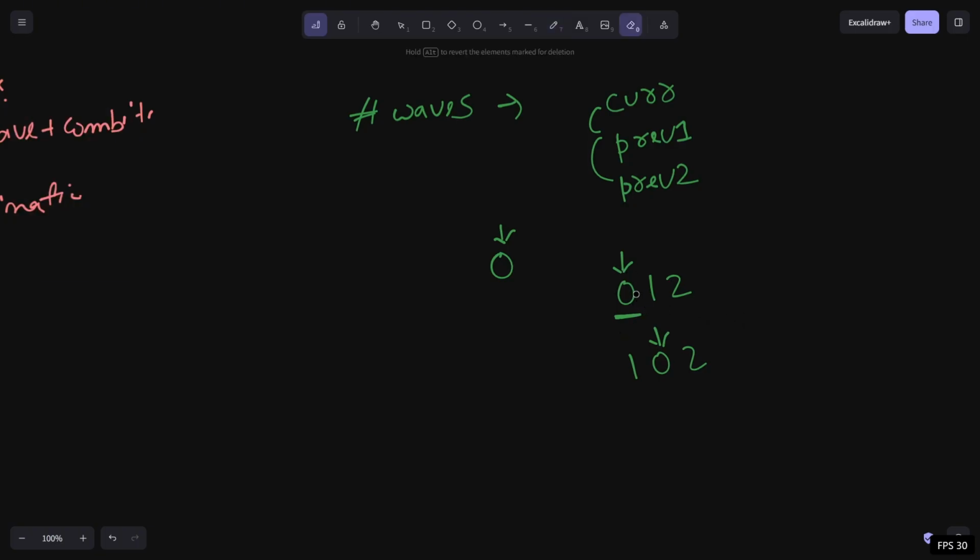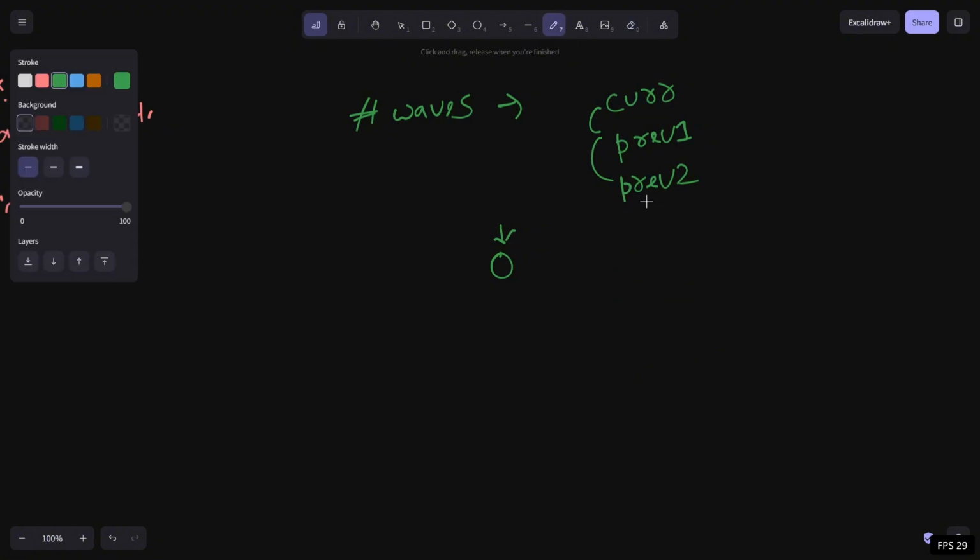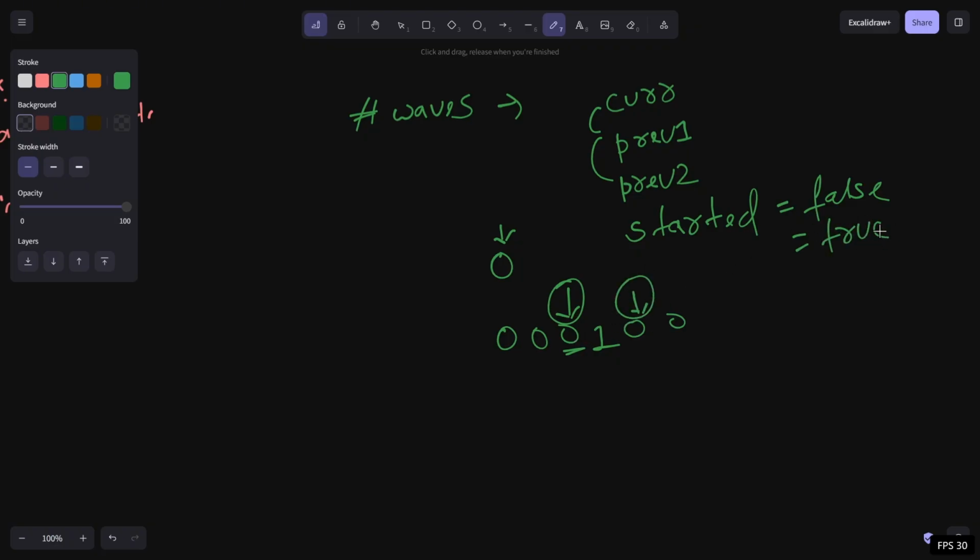We are going to trace that by using a variable called started. I mean, has the number started, or is it still leading zeros? We can get 0001 if we have four digits. If the index is here, started is equal to false, because the number has not started. And if the index is here, we count started as true, because the number has started now.